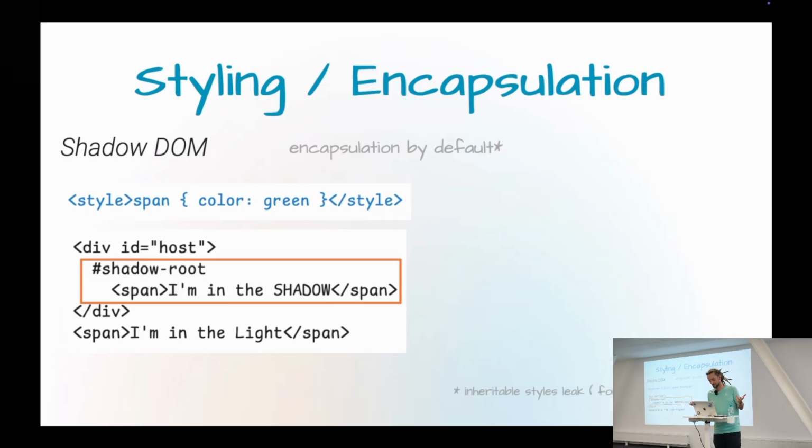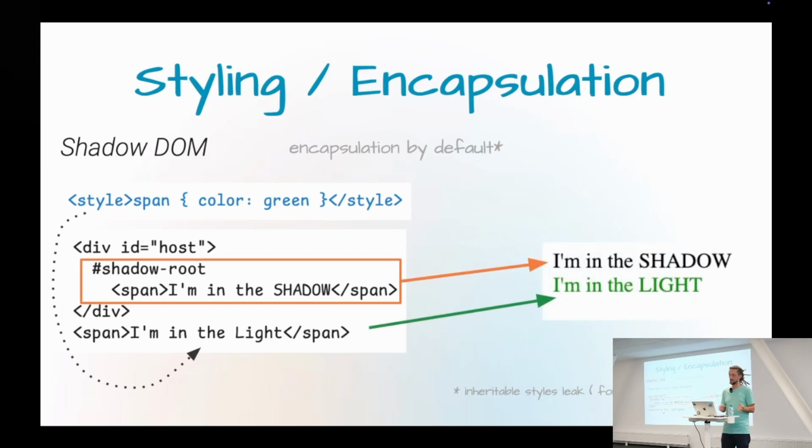It's by design. But in a nutshell, if you're going to use Shadow DOM, let's say we have a style declaration for a span with the color green, and then we create our Shadow DOM within the div, and at the bottom there is this span which says "I'm in the light." So that style definition is going to be applied only to the light DOM, right? The Shadow DOM is isolated in this case, and the browser is going to render it in this way. So "I'm in the shadow" is black, and "I'm in the light" is using the definition I provided.